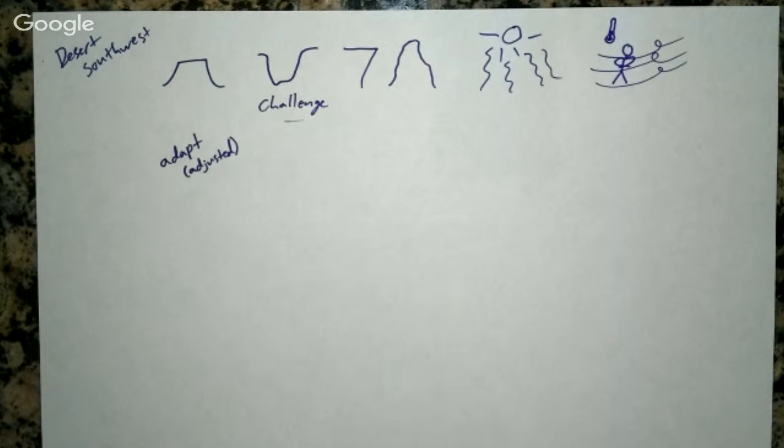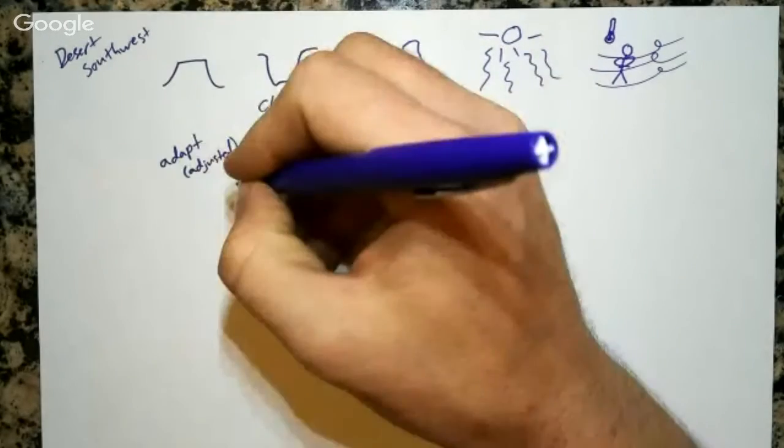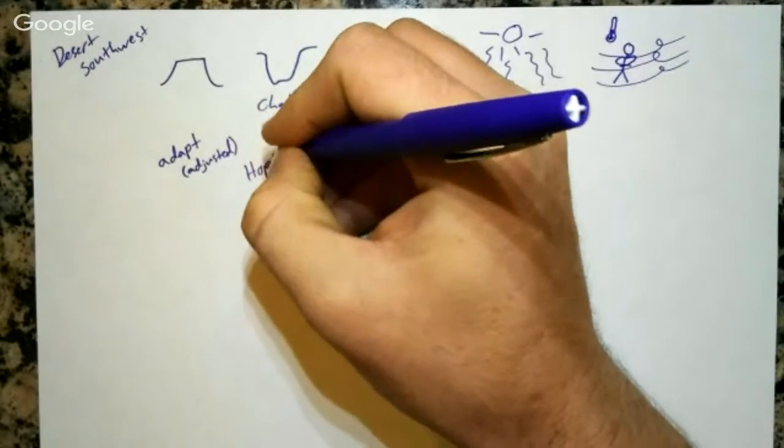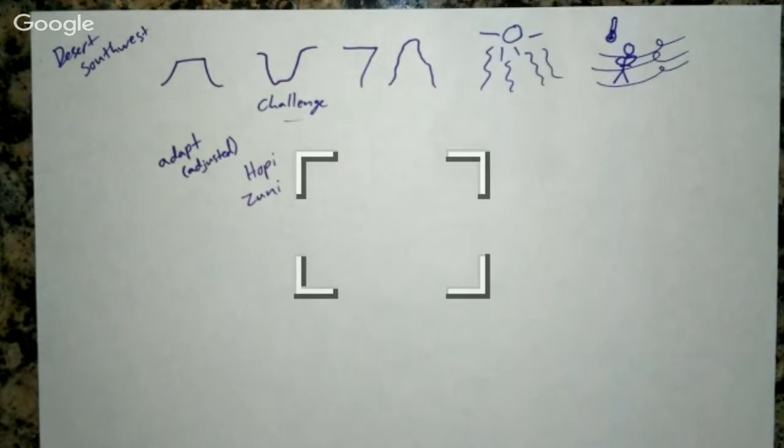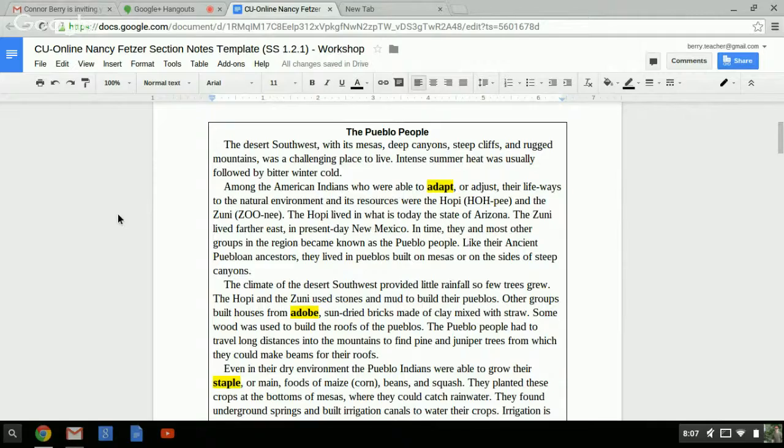So now over here, now I don't really have a picture I can write for the Hopi and the Zuni. I'm just going to go ahead and write Hopi and the Zuni. The Hopi and the Zuni. Okay, back to my text. The Hopi lived in what is today the state of Arizona. The Zuni lived further east in present-day New Mexico.